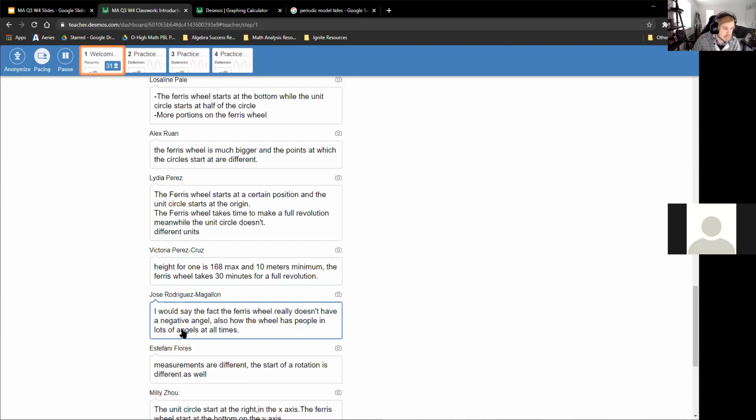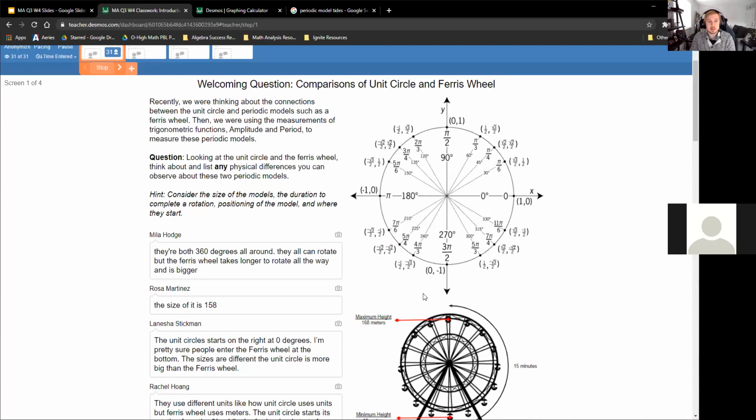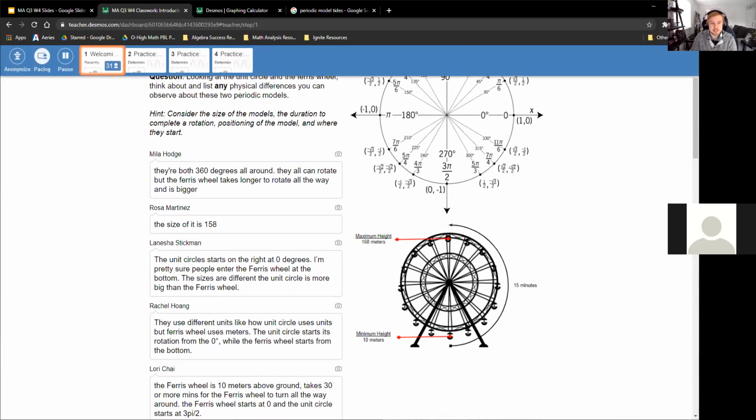The Ferris wheel doesn't have a negative angle. Ooh, technically it could have a negative angle. Essentially, guys, notice the Ferris wheel is rotating counterclockwise. So if I just think about it backward, I go clockwise. If I think backwards, that is a negative angle.